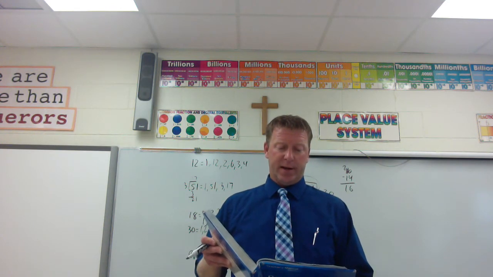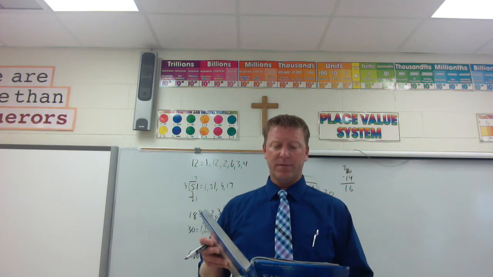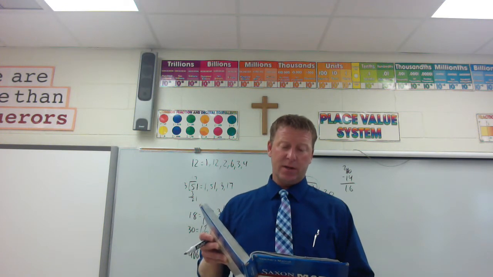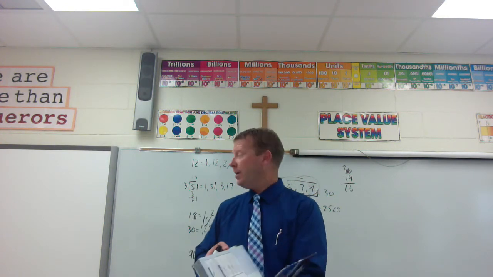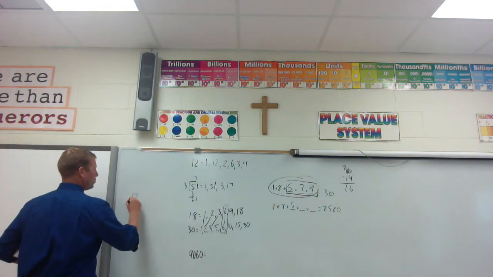The number is divisible by 2 if the last digit is even. The number is divisible by 4 if the last 2 digits can be divided by 4. The number is divisible by 8 if the last 3 digits can be divided by 8. So what they're going to give you guys, they're going to give you really big numbers. And I'm just going to write down a really big number.